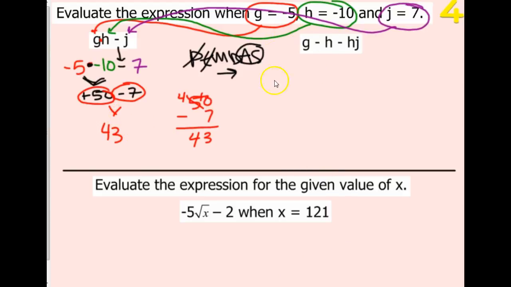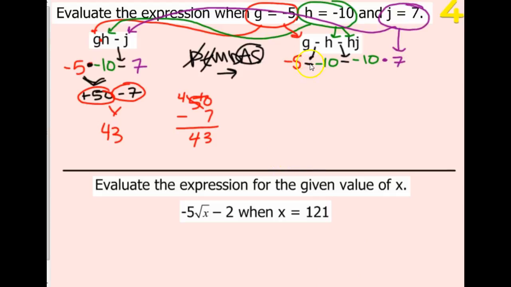Same thing here. G is a -5. This is where we need to be really careful. Then there's a minus sign from the equation. Then h is also a -10. Another minus sign from the equation. Another h, another -10. And it's touching the j, so multiplied by j, and j is 7.